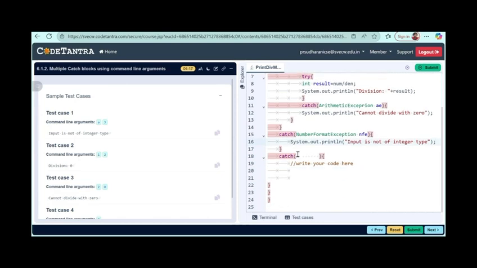The outer try catch is for ArrayIndexOutOfBoundsException. So this handles missing arguments. We are taking the arguments as command line arguments, and say I forgot to give the second argument. In that case it handles it and prints insufficient inputs.